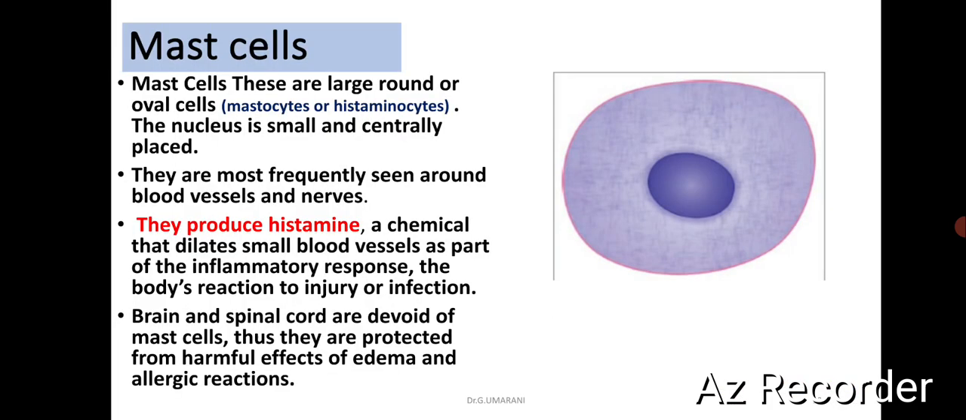These are large round or oval cells. Their nucleus is small and centrally placed. They are most frequently seen around the blood vessels and nerves. They produce histamine, a chemical that dilates the small blood vessels as part of the inflammatory response, the body's reaction to injury or infection. Brain and spinal cord are devoid of mast cells, thus they are protected from harmful effects of edema and allergic reactions. Next are the plasma cells.